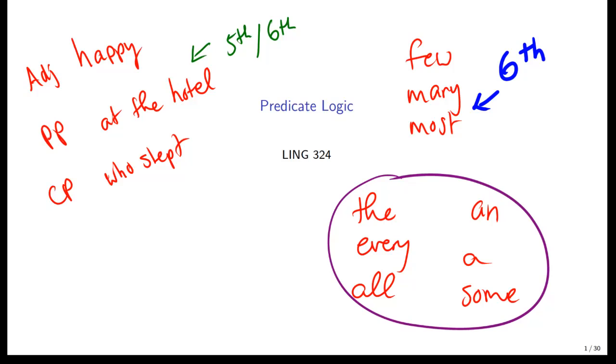So by the end of the course, our syntactic trees and our semantic trees are going to be a lot more interesting. And actually, these words really are a lot more complicated to implement than things like happy and at the hotel and who slept. But of course, whatever's taught is going to seem a lot easier than things you have to figure out on your own. So that's just the nature of it, but it doesn't make it any less intimidating regardless.